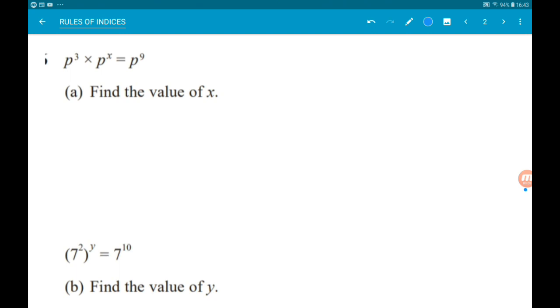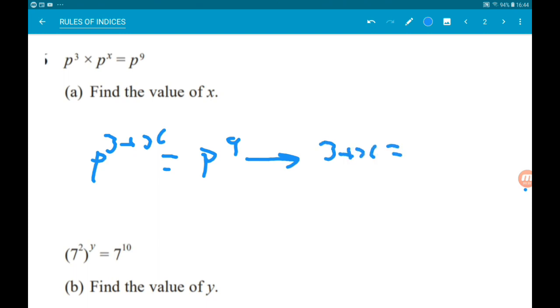Okay, let's go. Okay then, first up, p to the power 3 times p to the power x is p to the power 9. Find the value of x. So, on the left, we can combine the terms into p to the 3 add x. Now that is equal to p to the power 9. For that to be true, the powers need to be the same, so 3 add x is equal to 9. Therefore, x is 6.